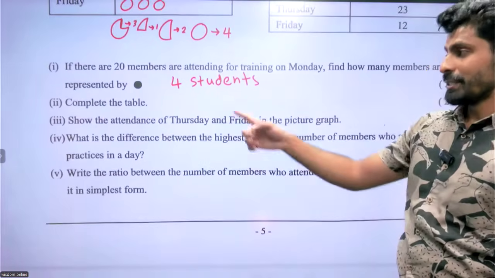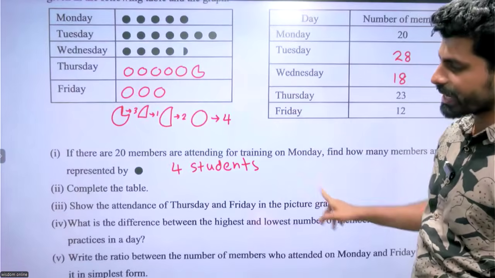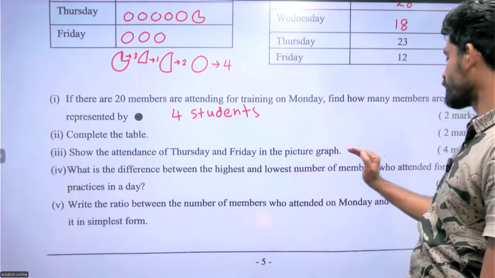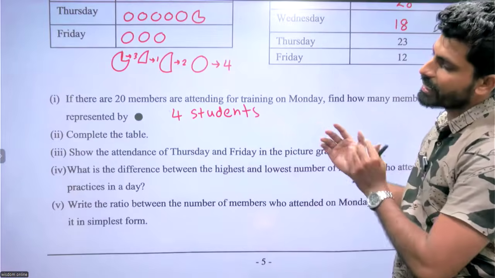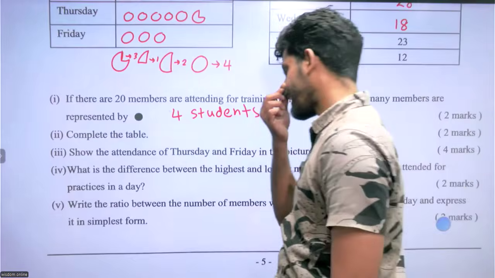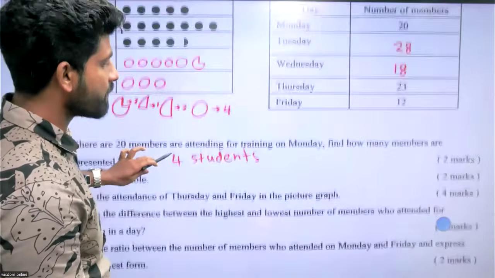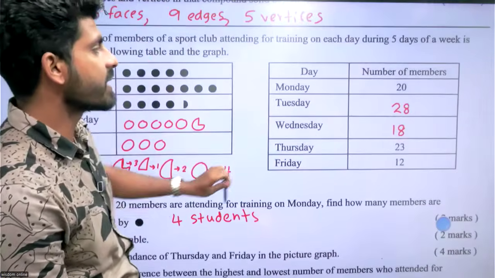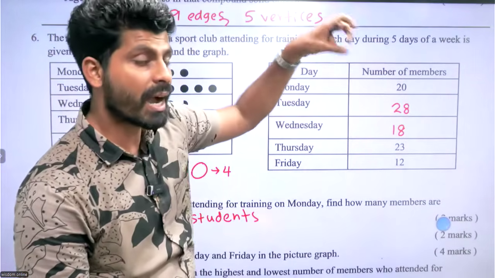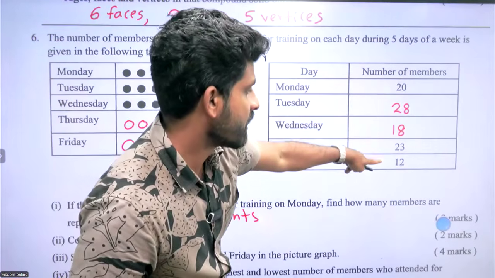Show the attendance of Thursday and Friday in the picture graph. Already done. Right? What is the difference between the highest and lowest numbers who attended the practice in a day? Very easy, 2 questions are there. Just try to do that one by yourself. What is the difference between the highest and the lowest number of members? Highest number 28. Lowest number 12.